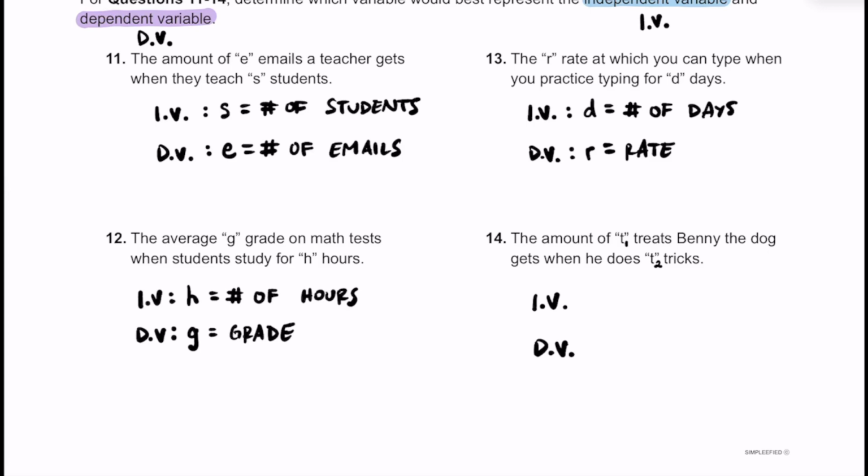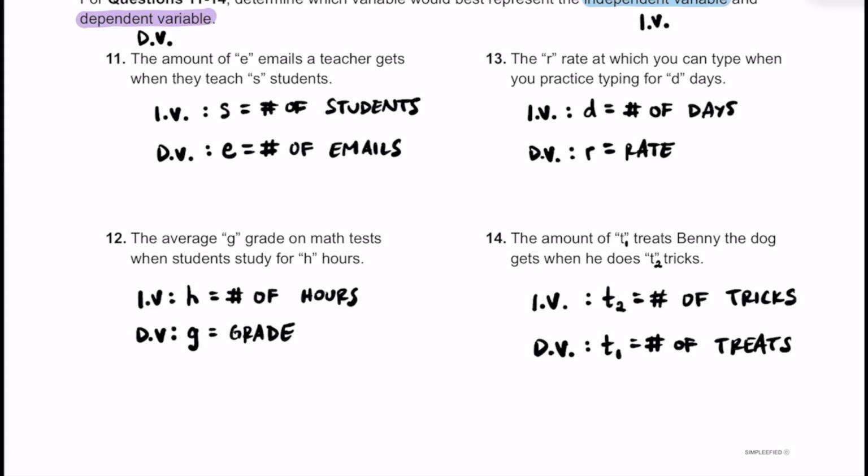So would the number of tricks depend on the number of treats, or does the number of treats he gets depend on how many tricks? I might argue here that if Benny does more tricks, then he'll get more treats, right? As opposed to the backwards version of that, right? So I think that the number of treats, what are we calling treats here? We're saying that is going to be T1. So that's going to be the number of treats, and it depends on T2, which is the number of tricks, right? If he does more tricks, he gets more treats. If he does fewer tricks, he's probably going to get fewer treats.